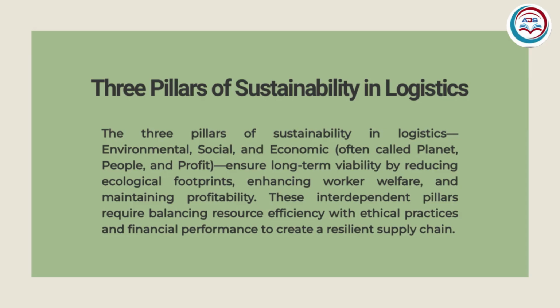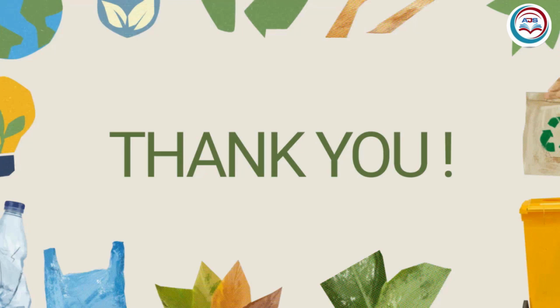If we lean too heavily on one pillar at the expense of the others, the supply chain can become unsustainable. So, the goal is to create a resilient, adaptable system that considers environmental impact, supports people, and remains profitable in the long run. This balanced approach is what will ultimately ensure our supply chains are sustainable and resilient for the future.